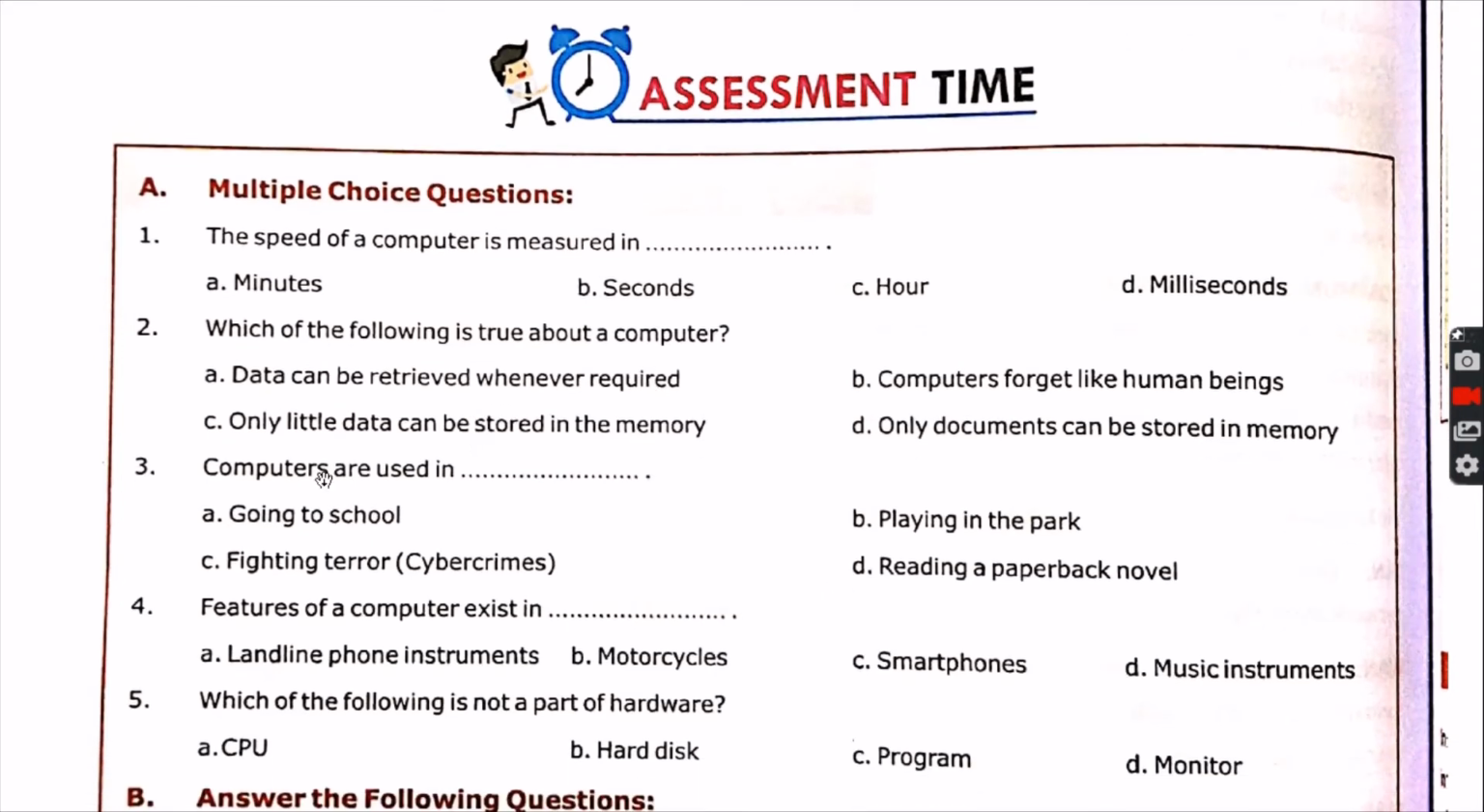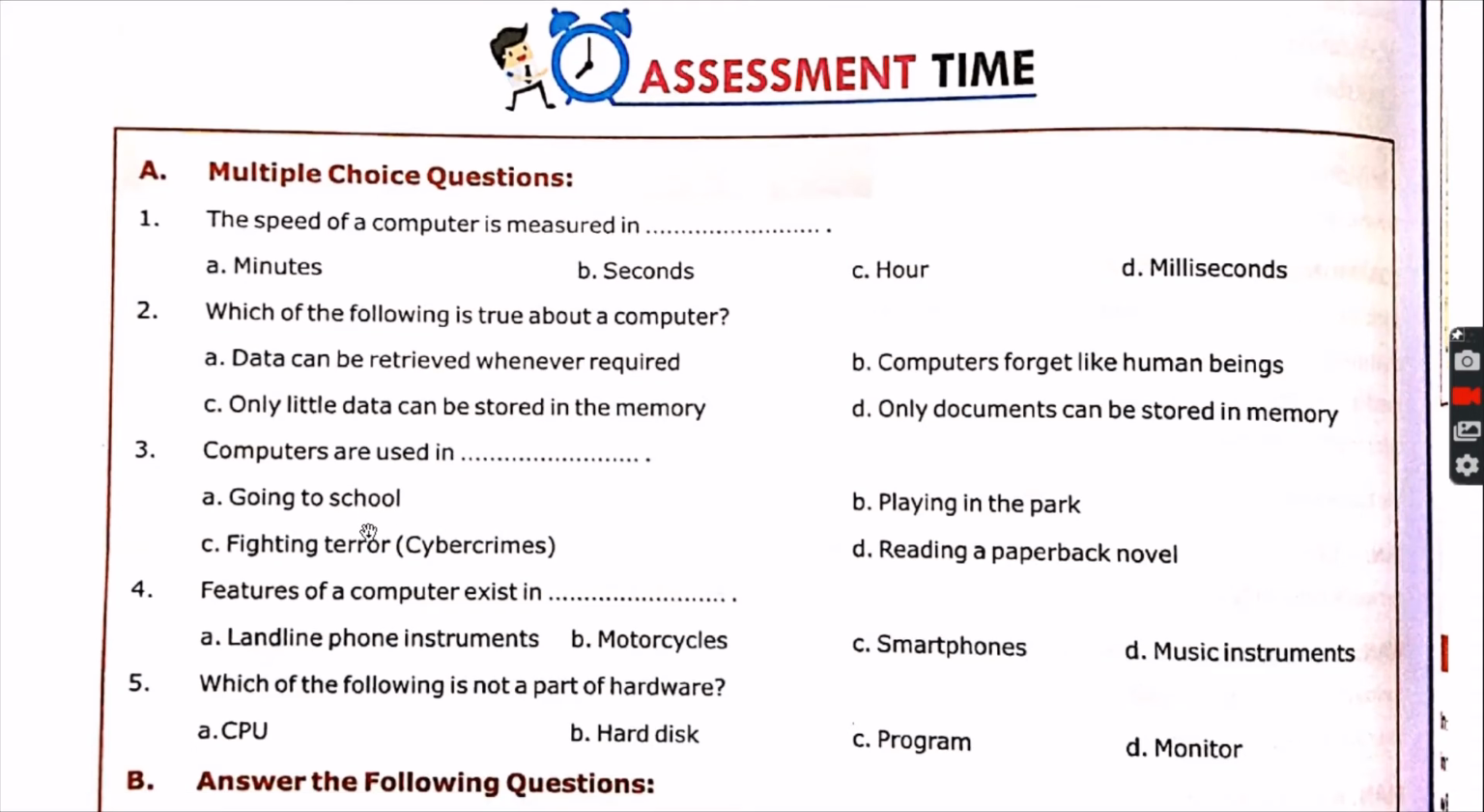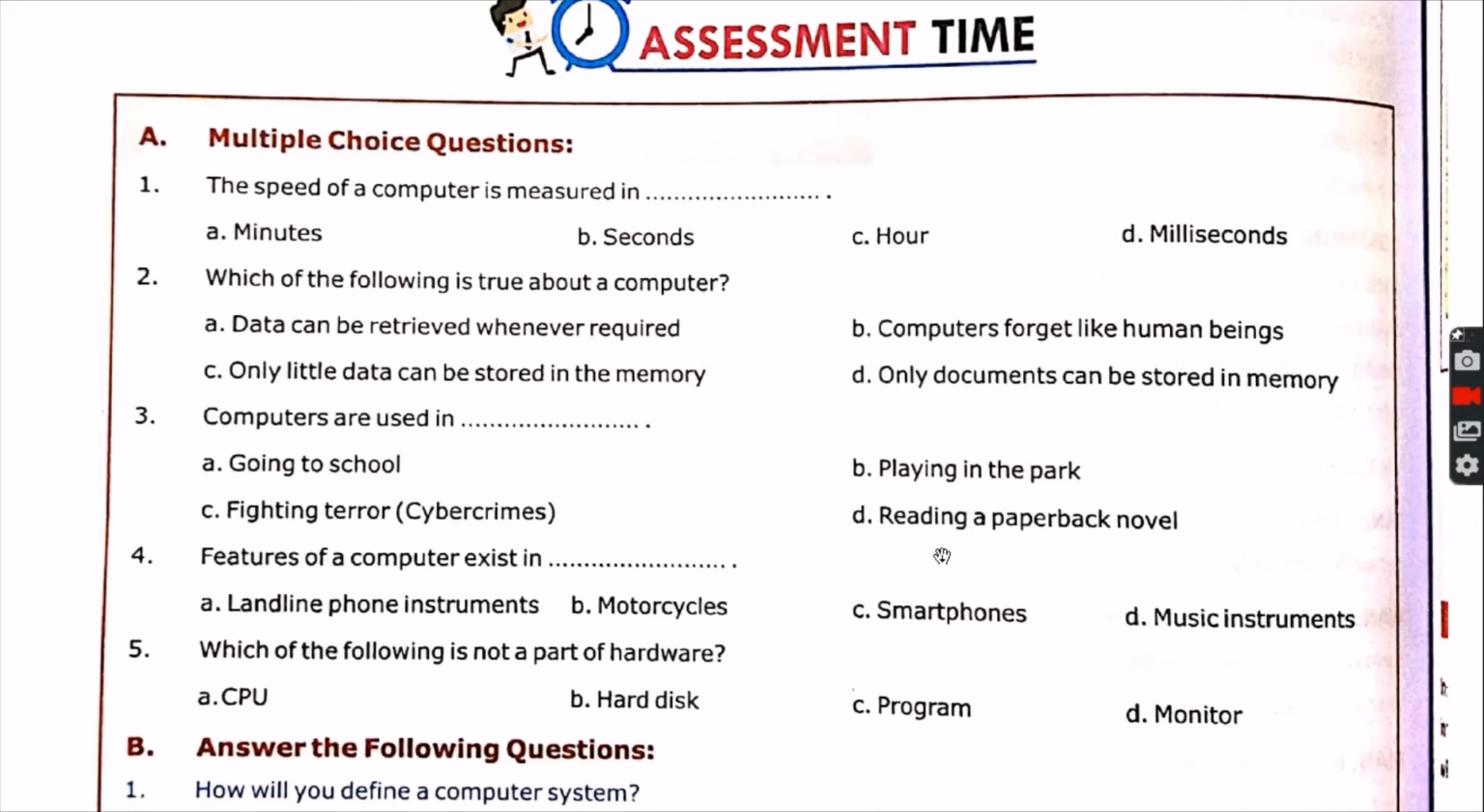Okay. Now the third one. Computers are used in where? The right answer is computers are used in fighting terror, that is cyber crimes, because you go to school with the help of your feet, and playing in the park is also not part of computer use, and reading a paperback novel is also not computer use. But here the right answer is option C.